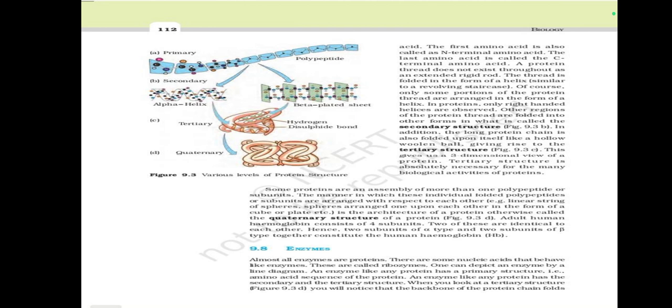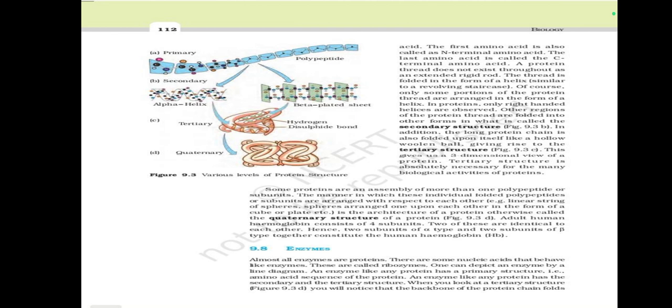Some proteins are an assembly of more than one polypeptide or subunit. The manner in which these individual folded polypeptides or subunits are arranged with respect to each other, for example, a linear string of spheres, or spheres arranged one upon each other in the form of a cube or plate, is the architecture of a protein, otherwise called the quaternary structure of a protein.